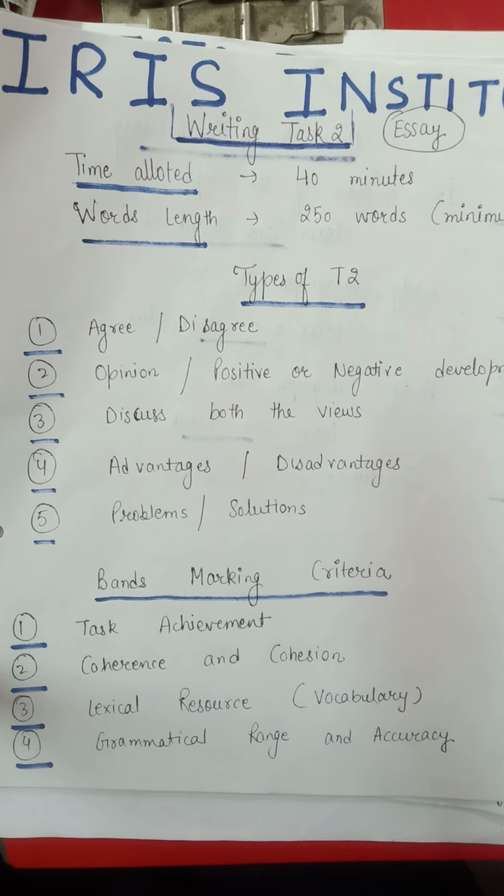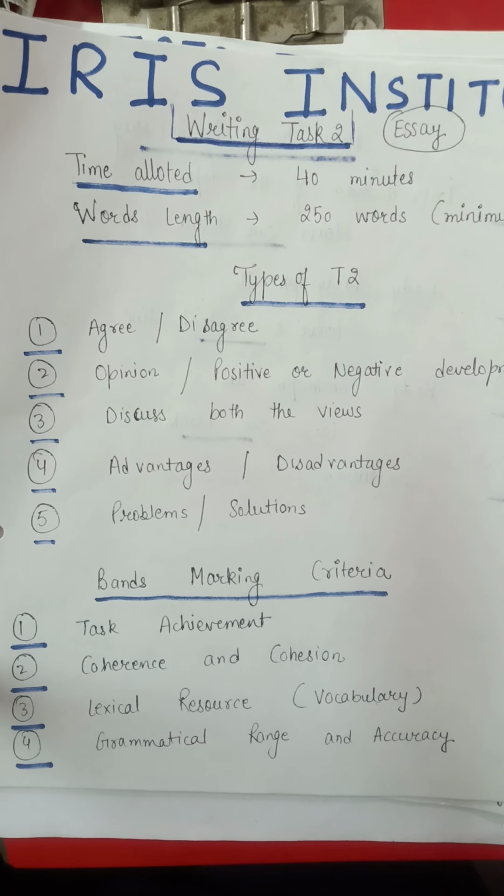After that, on what basis you are marked by the examiner? This is the most important thing you need to keep in your mind. The first one is task achievement. What is task achievement now? Task achievement means, have you written 250 words or have you written something wholly related to the question? If you go out of the topic, you would be marked very low.